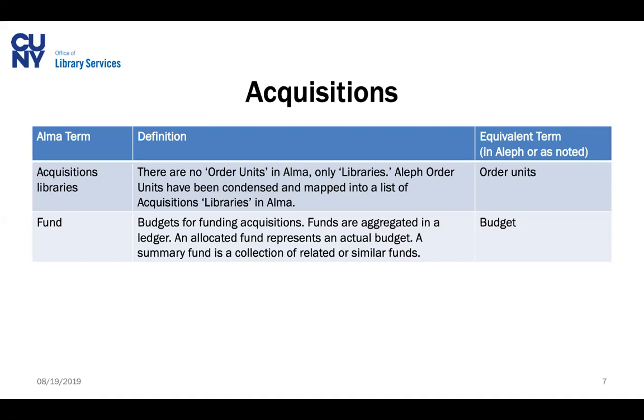Acquisitions or acquisitions library, it just refers to that unit, that ordering unit that you use in Alma. In Aleph, we call them order units, but in Alma, it's just simply libraries. And they talk about funds rather than budgets. It's pretty straightforward.